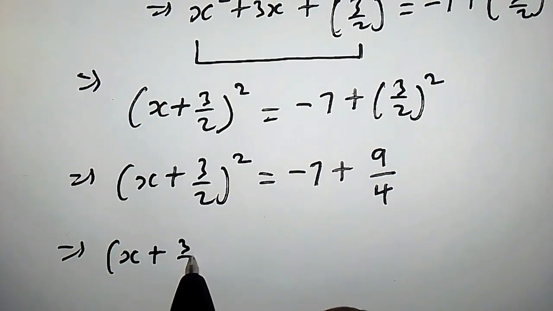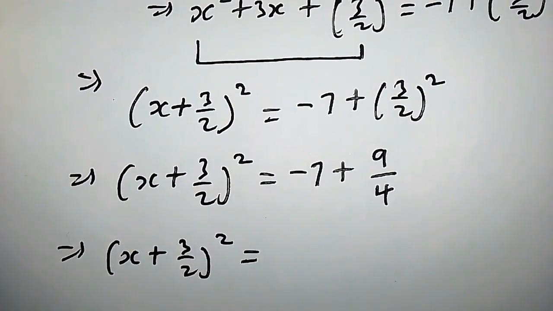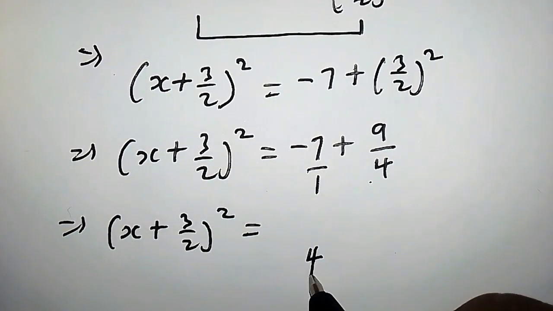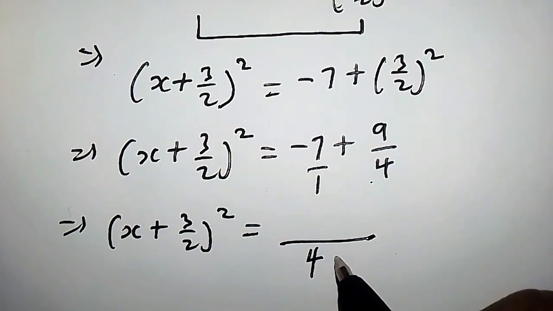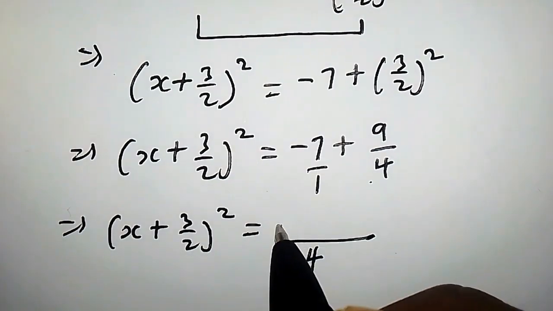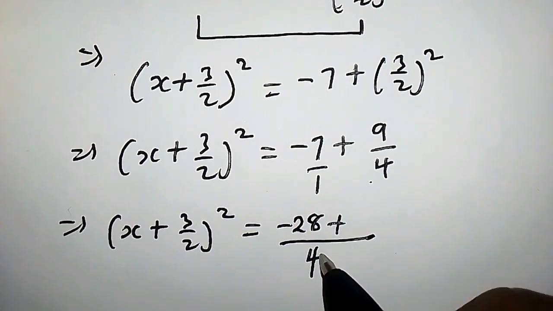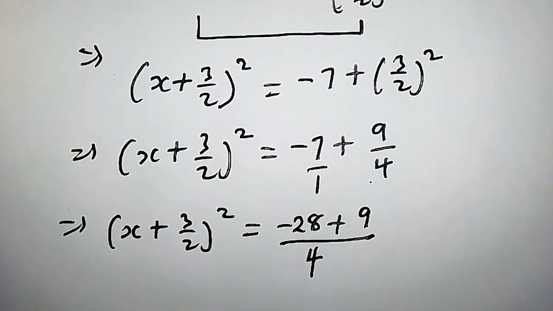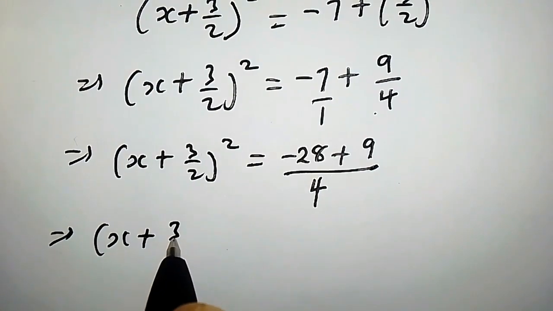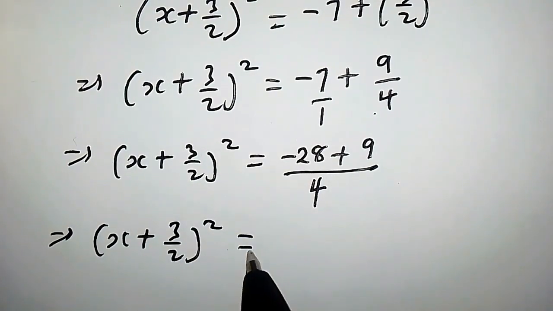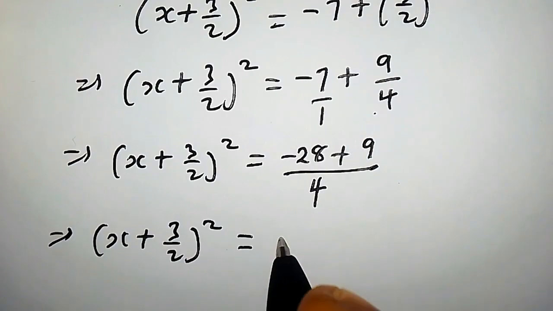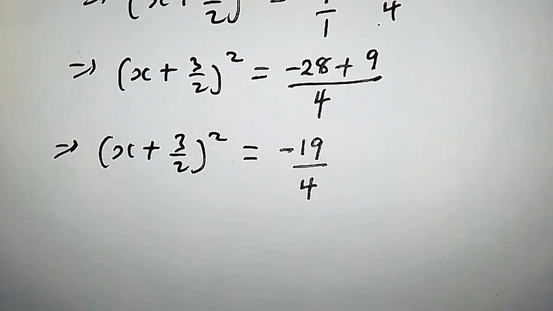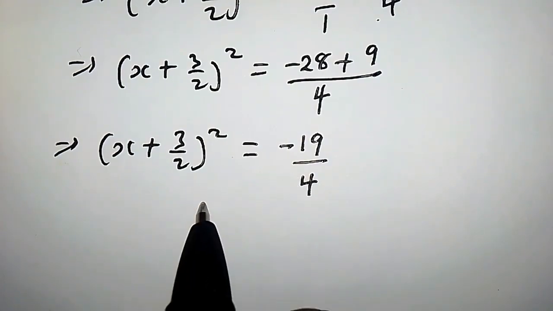x plus 3 over 2 all squared is equal to, what is the LCM here? The LCM here is 4. 4 divided by 1 is 4. 4 times minus 7 is minus 28, plus 4 divided by 4 is 1, 1 times 9, we have 9. x plus 3 over 2 all squared is equal to minus 28 plus 9, that is minus 19, divided by 4. Now, let us take the square root of both sides.